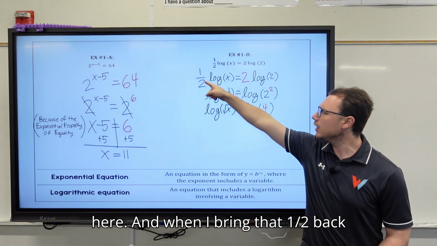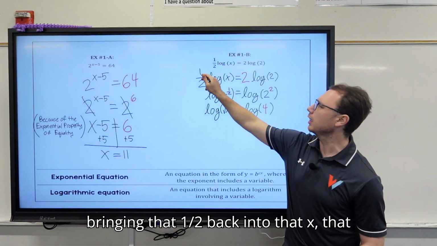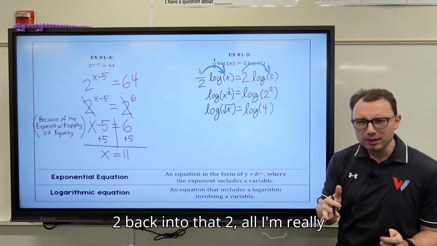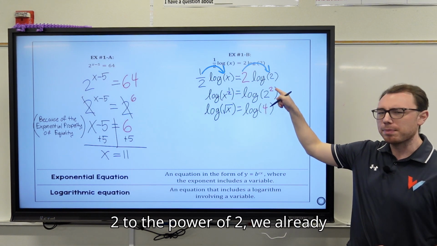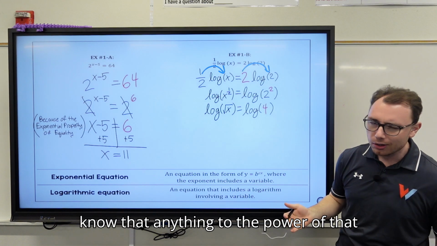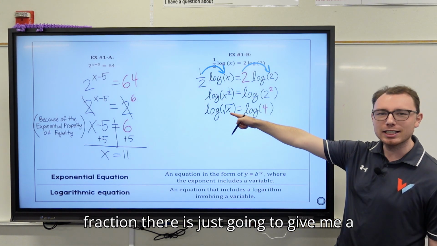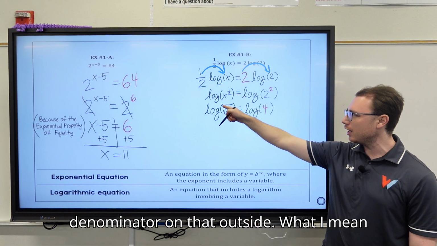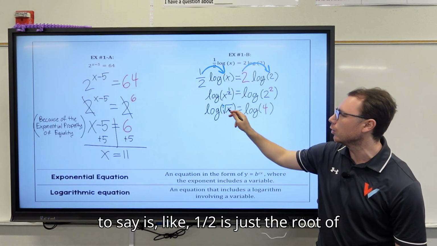When I bring that 1/2 back into that x, and that 2 back into that 2, all I'm really saying is it's x to the power of 1/2, 2 to the power of 2. We already know that anything to the power of a fraction like that is just going to give me a root, with the denominator of that fraction on the outside. What I mean to say is, 1/2 is just the square root.